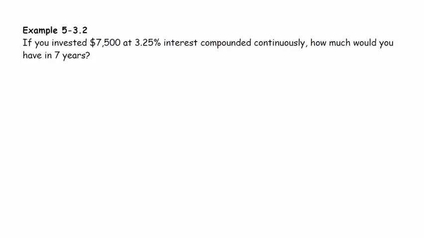Next, you invest $7,500 at 3.25% compounded continuously. We want to know how much we would have in 7 years. This word right here, continuously, lets us know we're going to use that other version of our formula.